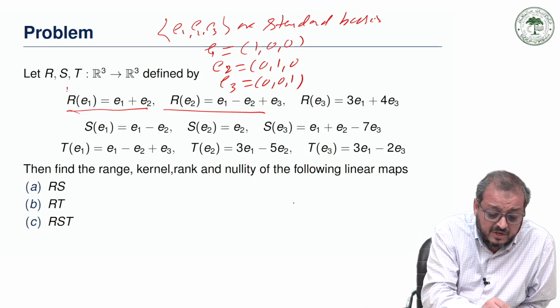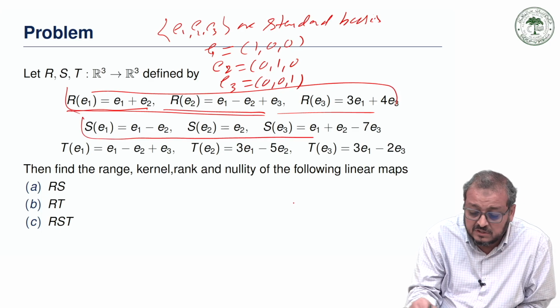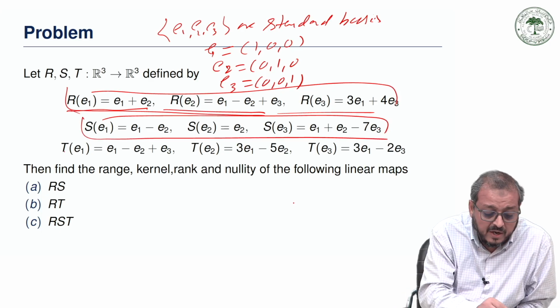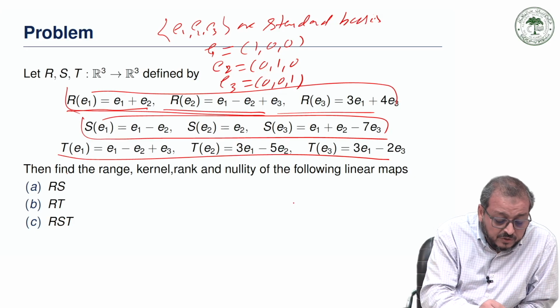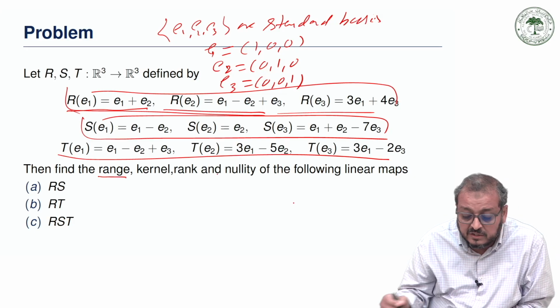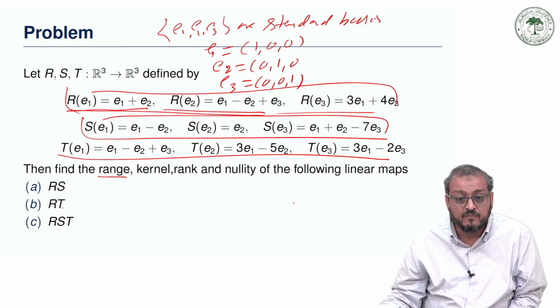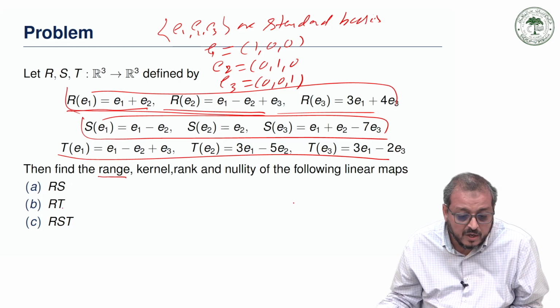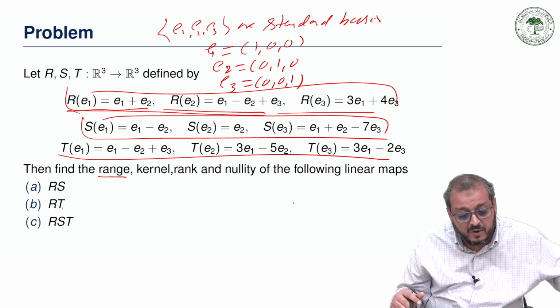Now R is defined in this form, and similarly S and T are also defined in the standard fashion. Now the question is this: find the range, kernel, rank, and nullity of the following linear maps RS, RT and RST. Okay, so we try to find all these linear maps one by one.